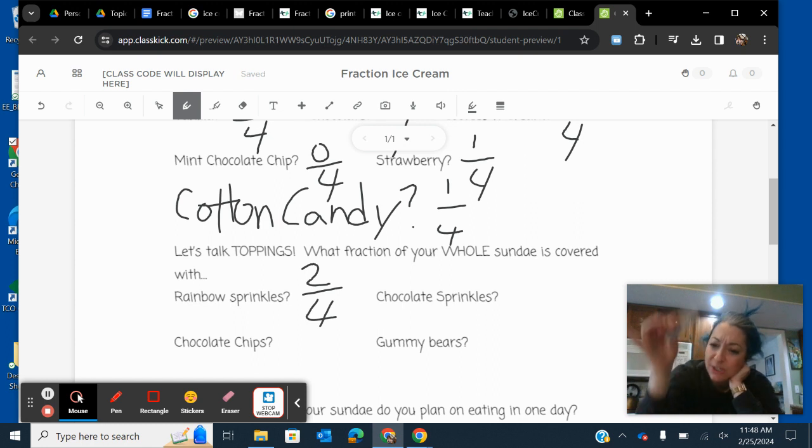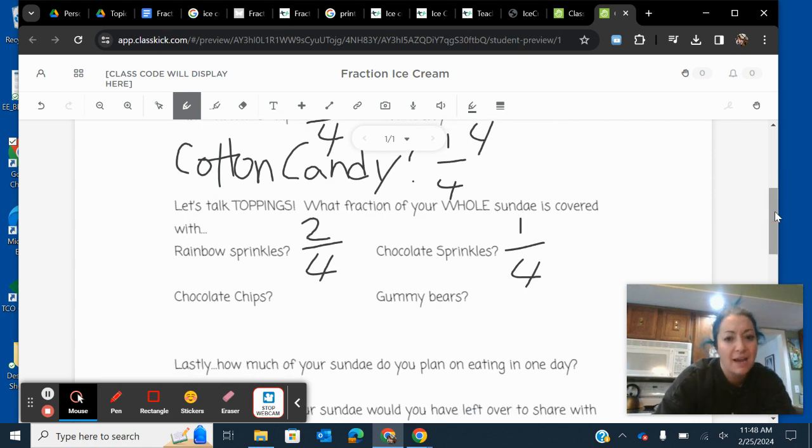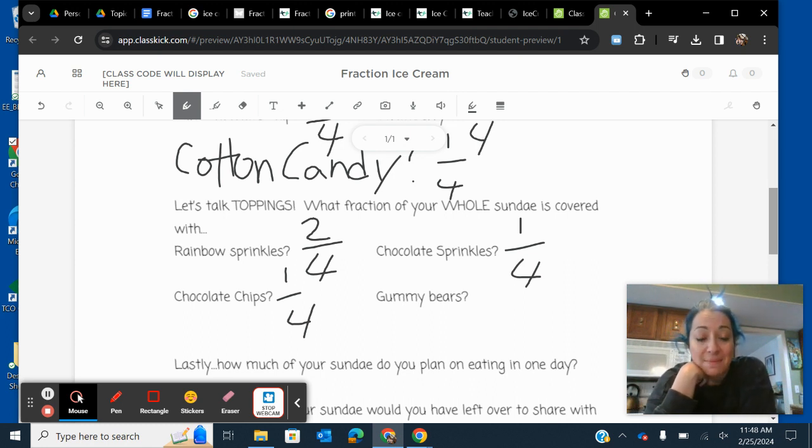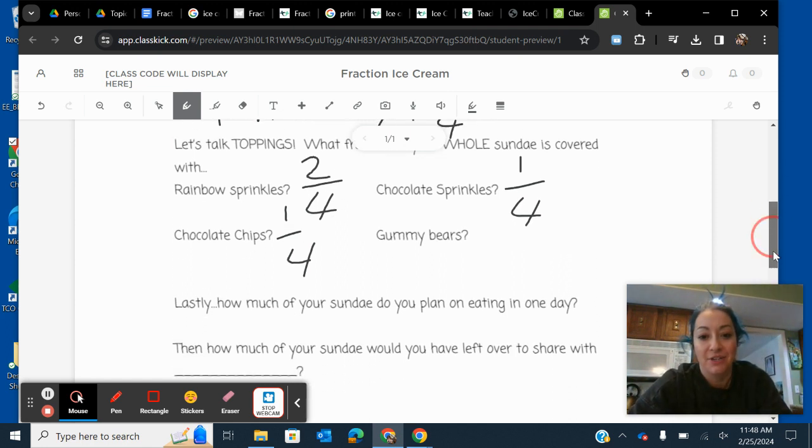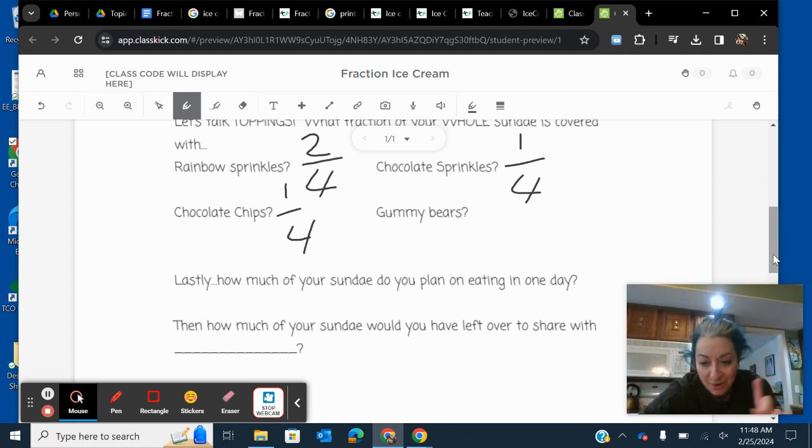Chocolate sprinkles, maybe I just want chocolate sprinkles on 1. Okay, so I'm going to have 1 out of 4 chocolate sprinkles. What if I want chocolate chips? I'm going to add also 1 out of 4 chocolate chips. When you're thinking about this, think about what total you're going to have for your toppings. And then lastly, how much of your sundae are you going to plan on eating in just one day?